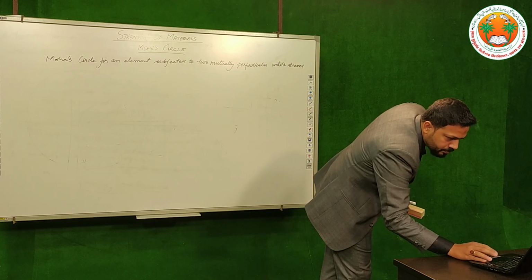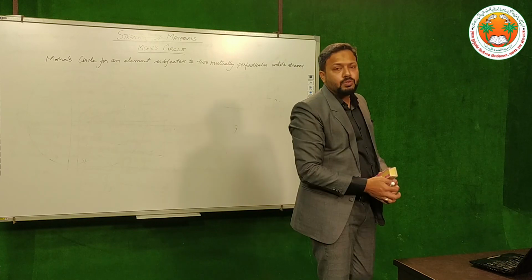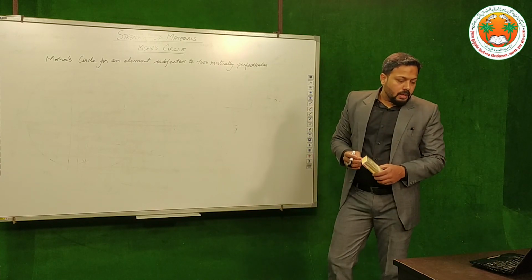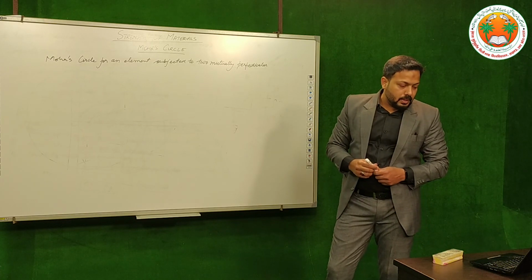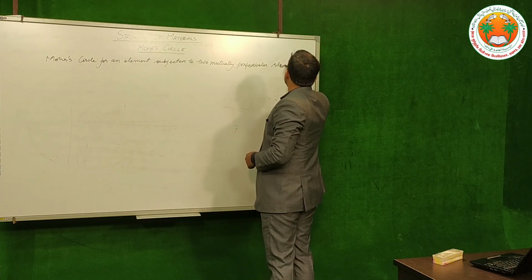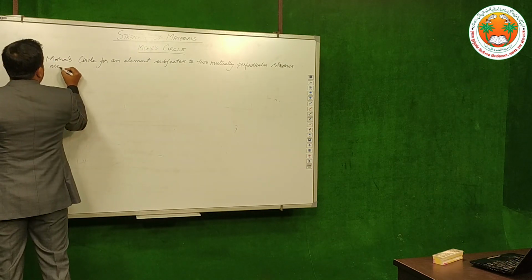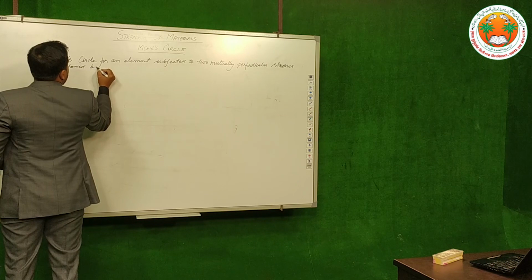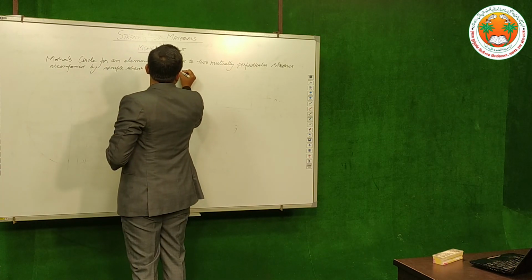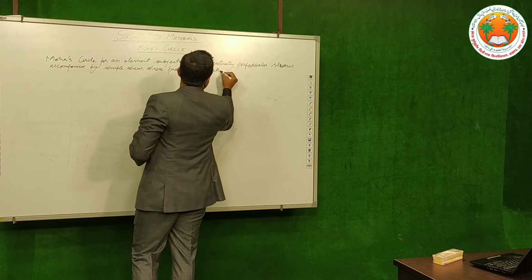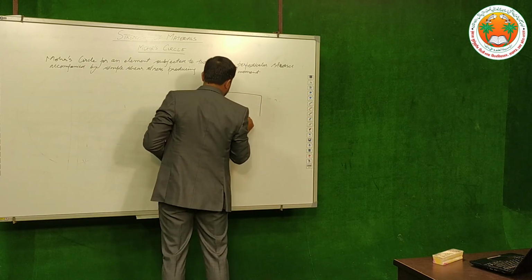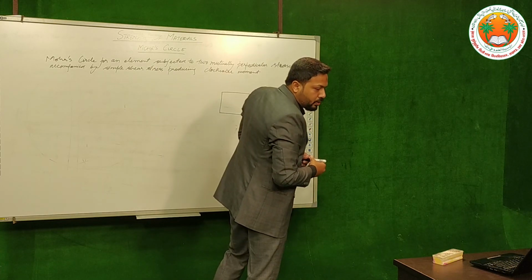Next case is that we have to draw the Mohr circle for an element subjected to two mutually perpendicular stresses accompanied by simple shear stress producing a clockwise moment. First of all, we will draw the diagram for the element.